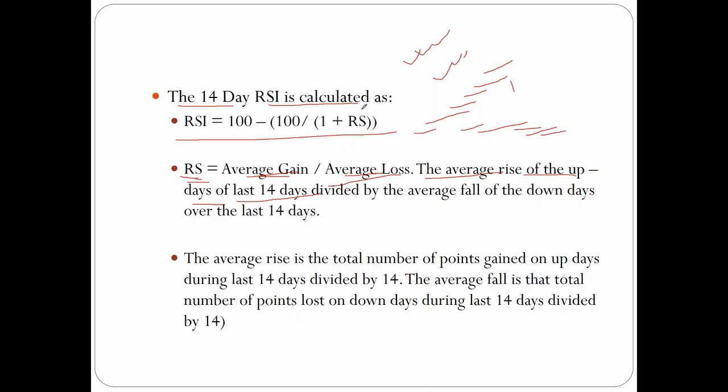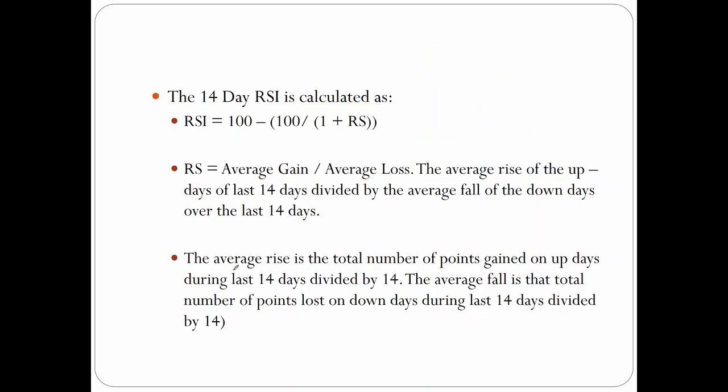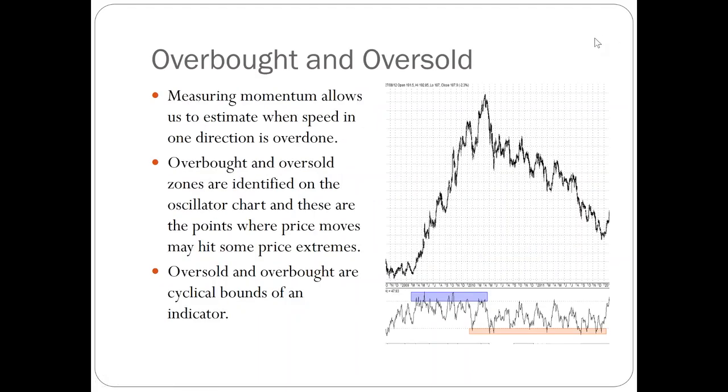We get the relative strength. Then the average rise, the total number of points. I just told you like that. Average fall is total number of points 14 divided by 14, right? So we get the relative strength, we get the average gain, and we get the average loss, and then it is put in this formula to get an RSI, right?